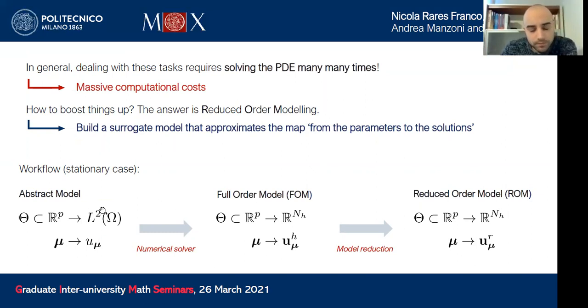So if you wish, the whole framework, in the case of, for example, a stationary model where you don't have time, you may describe it as follows. You have the abstract model, and for each value of the parameter mu, which may vary inside a parameter space theta, which you can see is finite dimensional, so I'm supposing I have p parameters, I associate the corresponding solution.